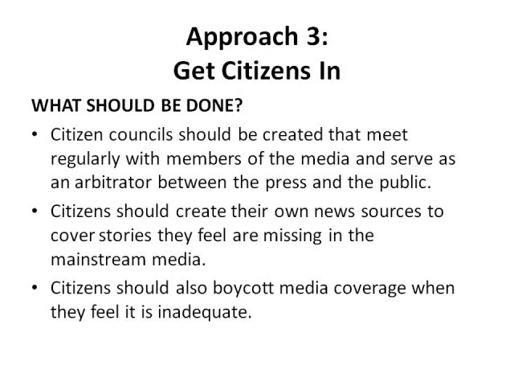Under approach number 3, what should be done? Citizen councils should be created that meet regularly with members of the media and serve as an arbitrator between the press and the public. Number 2, citizens should create their own news sources to cover stories they feel are missing in the mainstream media. And number 3, citizens should also boycott media coverage when they feel it's inadequate or unfair.